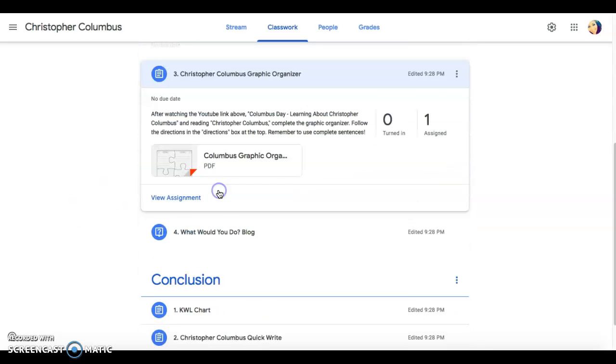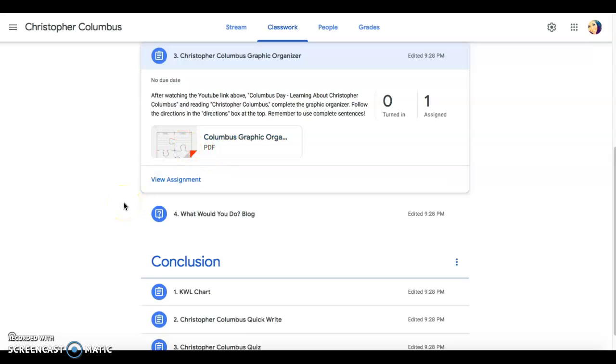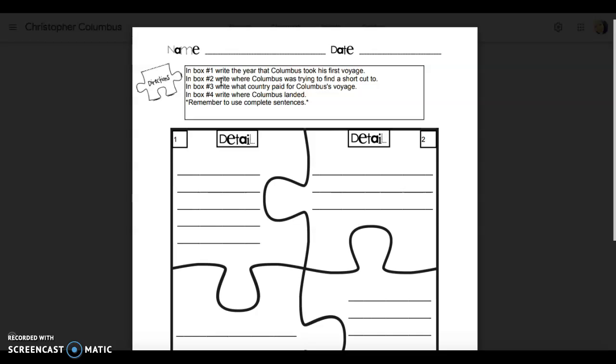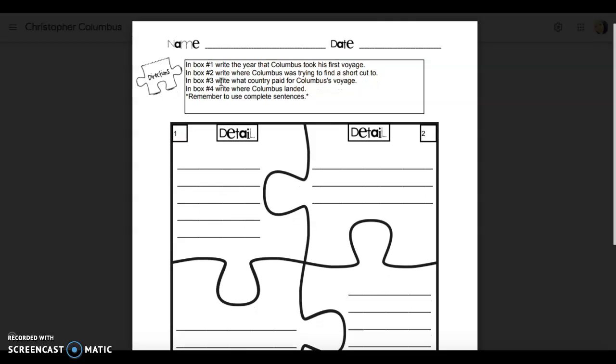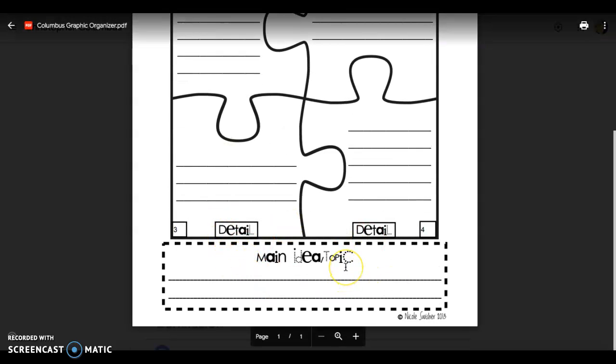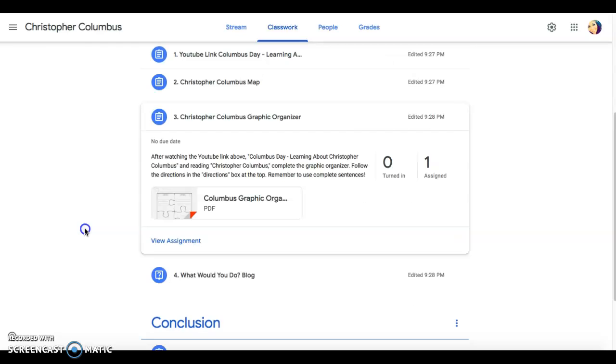The next assignment is a graphic organizer. In class, we're going to read this book, Christopher Columbus, and then they'll have the video as well. And then they are going to complete this graphic organizer, which is a PDF version, so they can just fill it in. In box 1, they're going to write the year that Christopher Columbus took his voyage. Box 2, where he was trying to find a shortcut to. Box 3, what country paid for the voyage. And in box 4, where he landed. Then on the bottom, there's a main idea, or they can write a fun fact about Columbus.